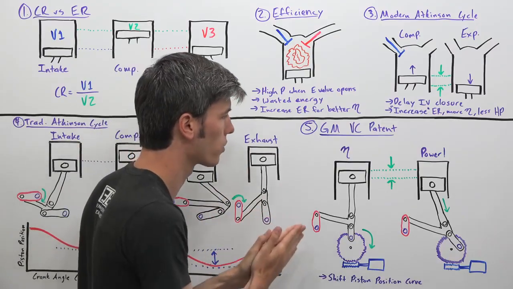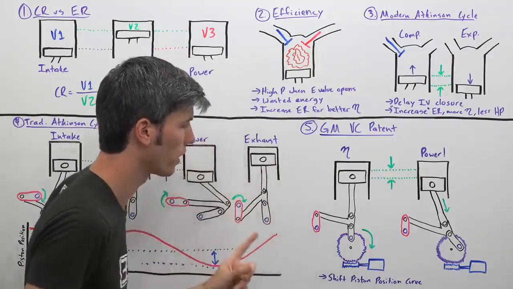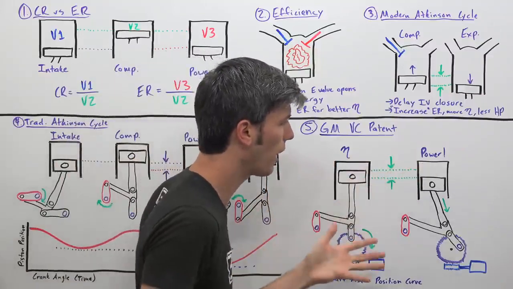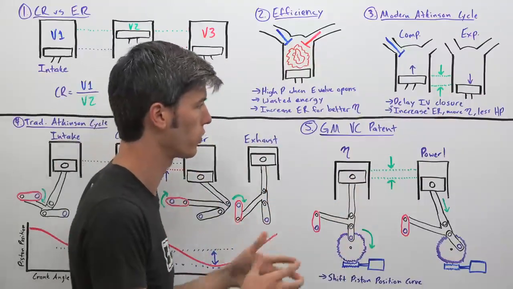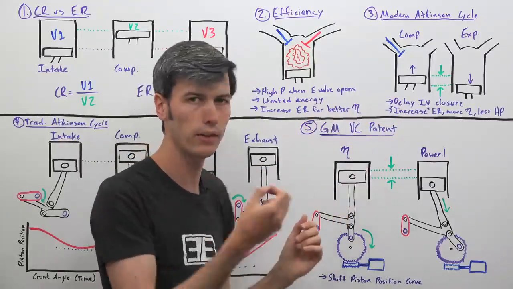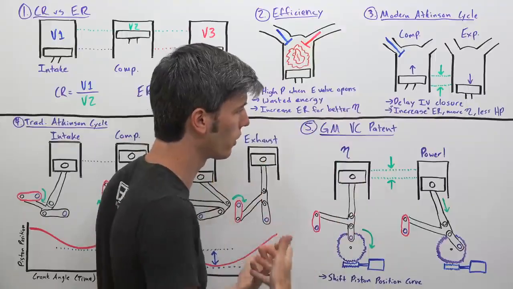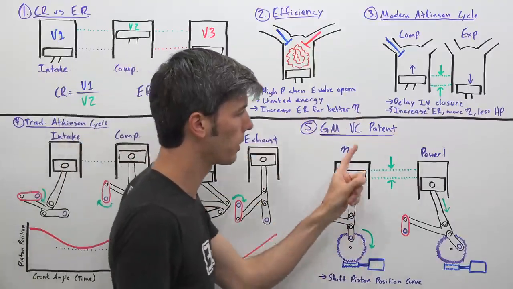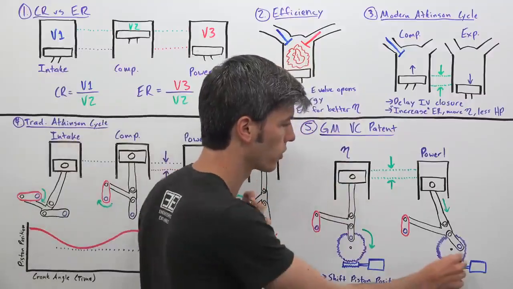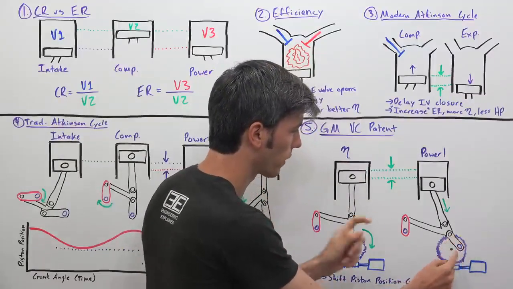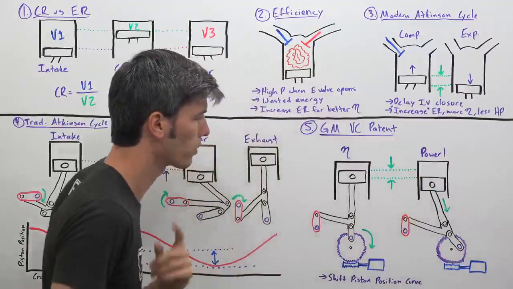So a higher compression ratio would be used for efficiency. The reason you can't use a really high compression ratio for power is that you start to run into issues with knock. So you have to limit your ignition timing, meaning you're firing that spark plug very late, and in doing so you don't make much power. So in order to make more power, you want to be able to decrease the compression ratio. And so that's what they're doing here by changing this position of that fixed point. They're decreasing the compression ratio.